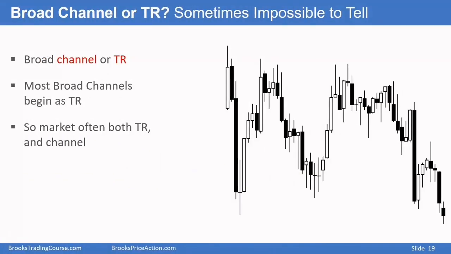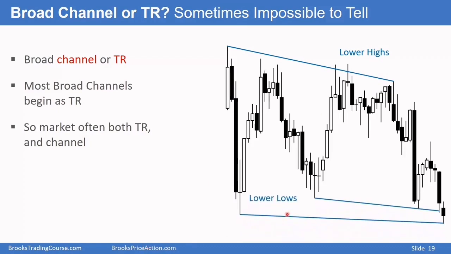When you look at this, is this a bear trend, a bull trend, or a trading range? It's clearly a trading range, but look more closely at it. Getting lower highs, so it's actually the early stages of a bear trend. Lower lows, so it's clearly a bear trend as well as a trading range.